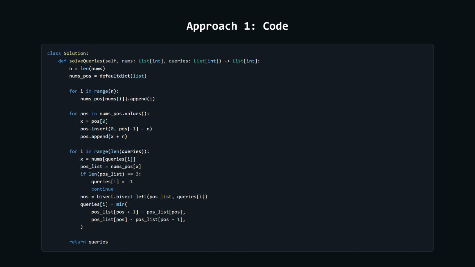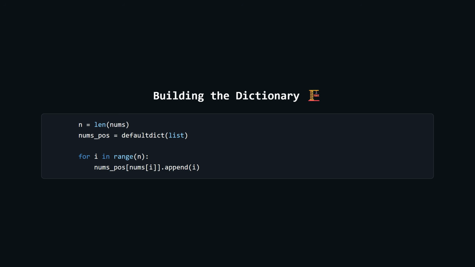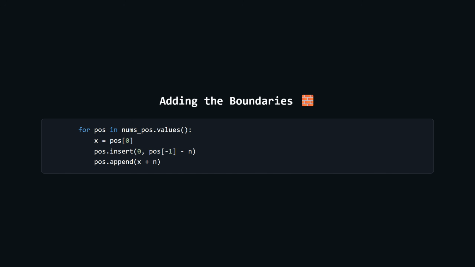Here is the full Python code for this approach. Let's zoom in on a few key parts so it makes total sense. First, we figure out the total length. Then we loop through our main list once, adding every position to our dictionary grouped by what number is sitting there. Next, we go through those lists of positions we just made. We grab the very first position, let's call it X. We insert our fake left boundary using the last item, and append our fake right boundary using X.